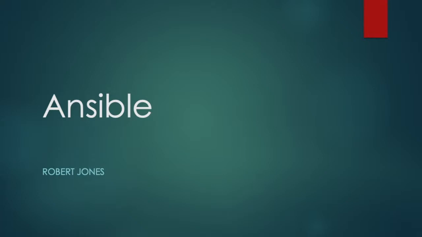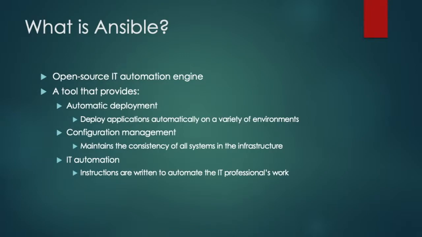First, we'll go over a little bit about what Ansible is and what it can achieve for your projects. Ansible is a simple automation language that can depict an IT application infrastructure. It's open source and provides things like automatic deployment, which allows you to deploy applications automatically on a variety of environments. We can also include configuration management and IT automation, which maintain the consistency of all systems in the infrastructure and use the instructions to automate the IT professional's work.